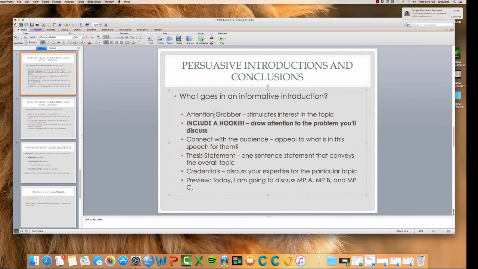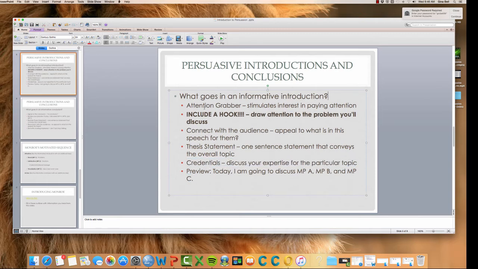So you'll have an attention grabber, and then after gaining their attention, stimulating interest in paying attention, you want to draw attention to the problem you're going to discuss, and that's the entire function of a persuasive hook. Then you'll connect with the audience as normal, you'll deliver your thesis statement as normal, you'll discuss your credentials all as normal. And the last thing that's different is this idea of your persuasive preview. So for an informative preview, you would list it just like this. I'm going to discuss main point A, main point B, and main point C. But your persuasive preview is a bit different.